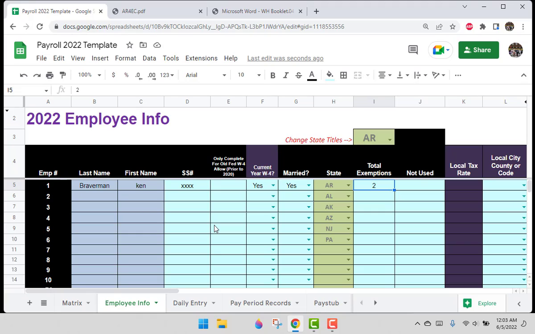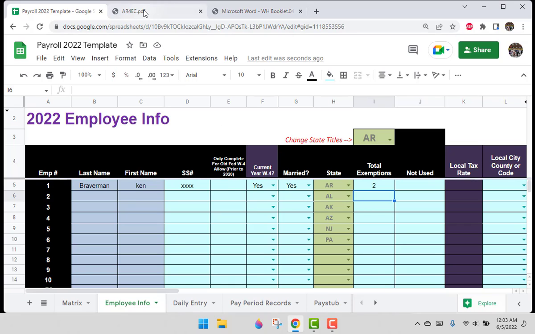It's a payroll application in Google Sheets that calculates your payroll and keeps track of all your reporting and everything for a small business, and you can fit hundreds of employees in here. And let's just talk about Arkansas real quick because it's really not that complicated.